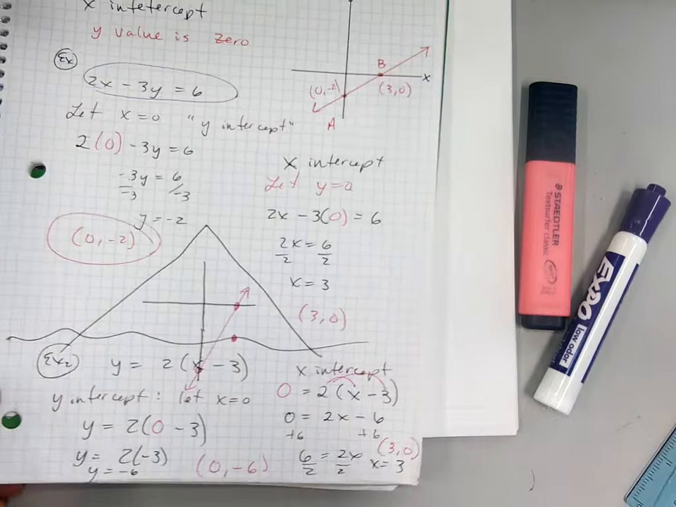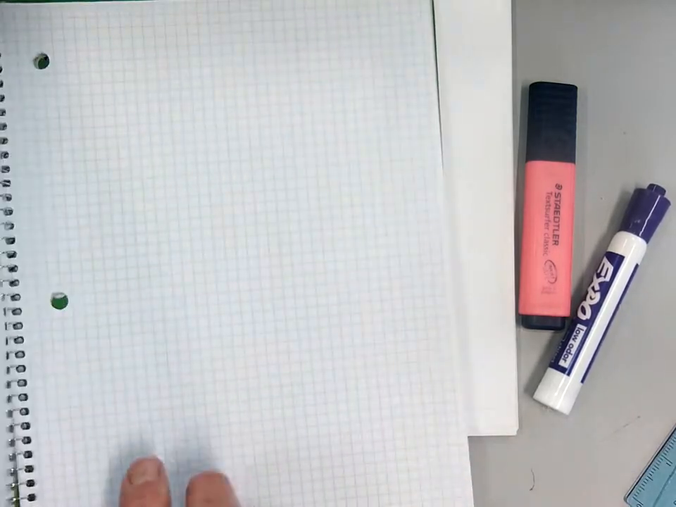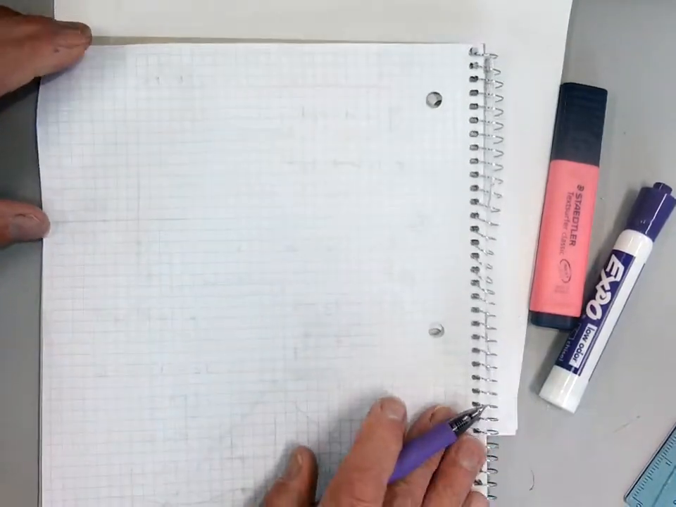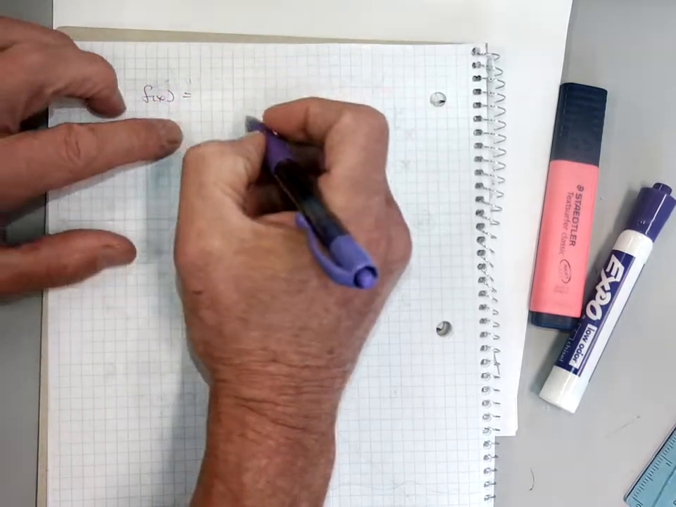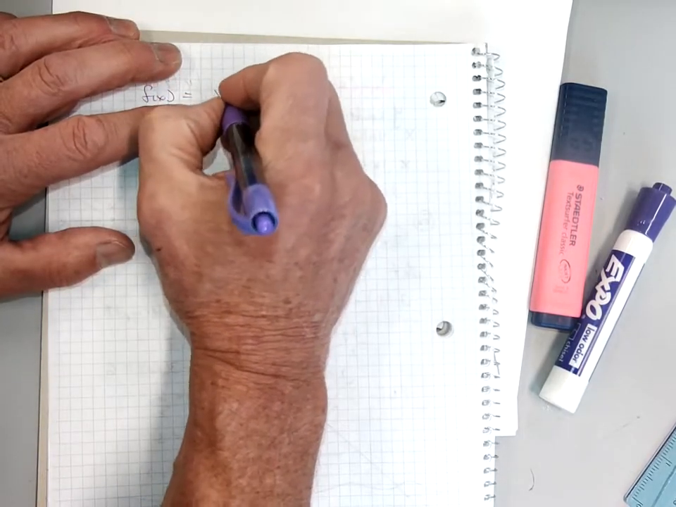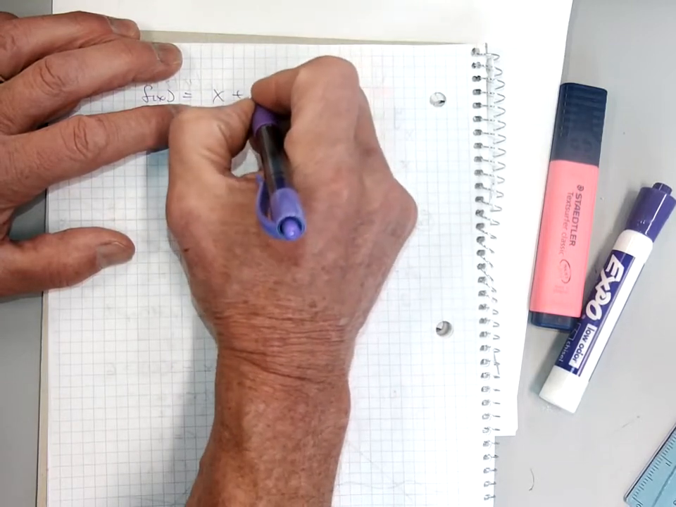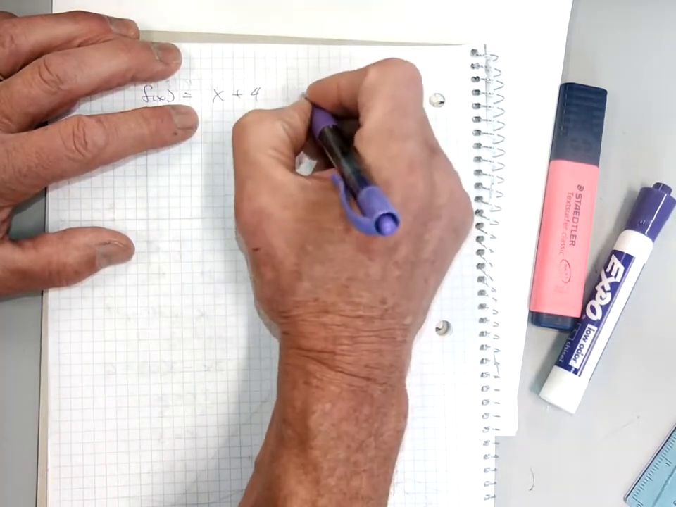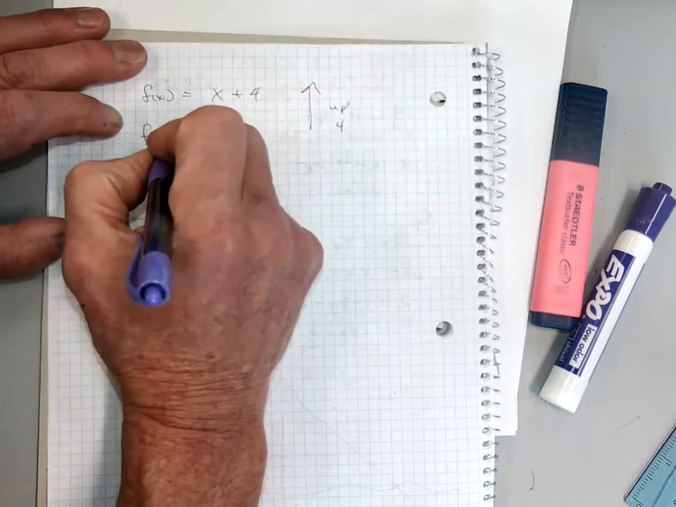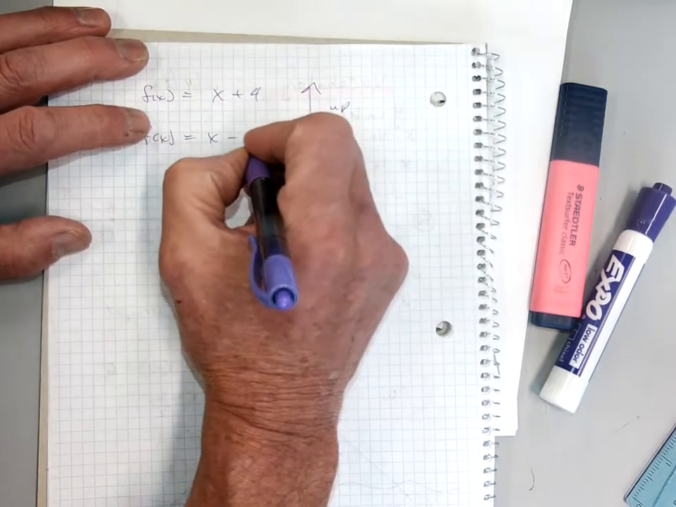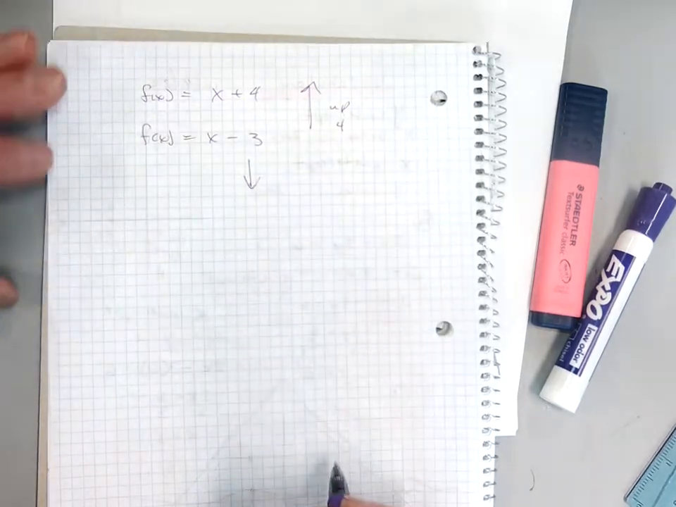And then the last thing I talked about was translations. We know that if we have some graph f of x and we add a number to it, like say 4, it's just going to make the graph go up 4. Say we have f of x equals x minus 3, it would take the graph down 3.